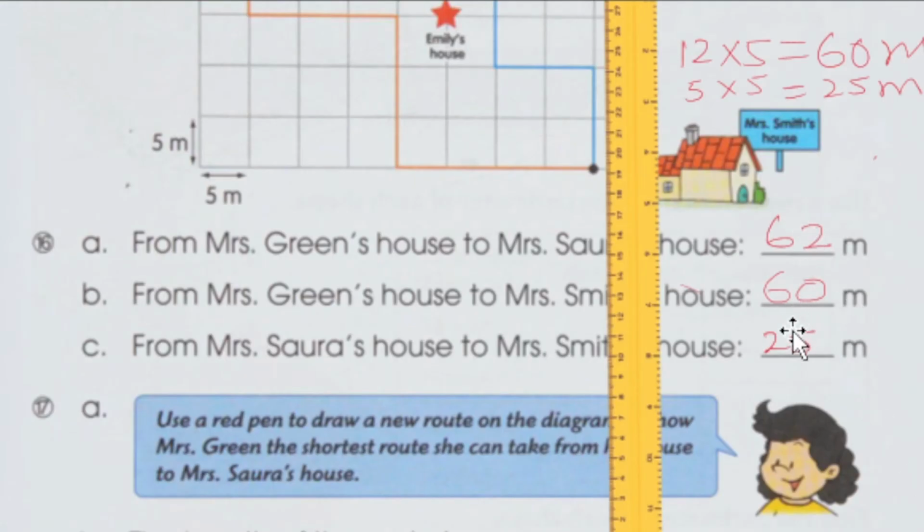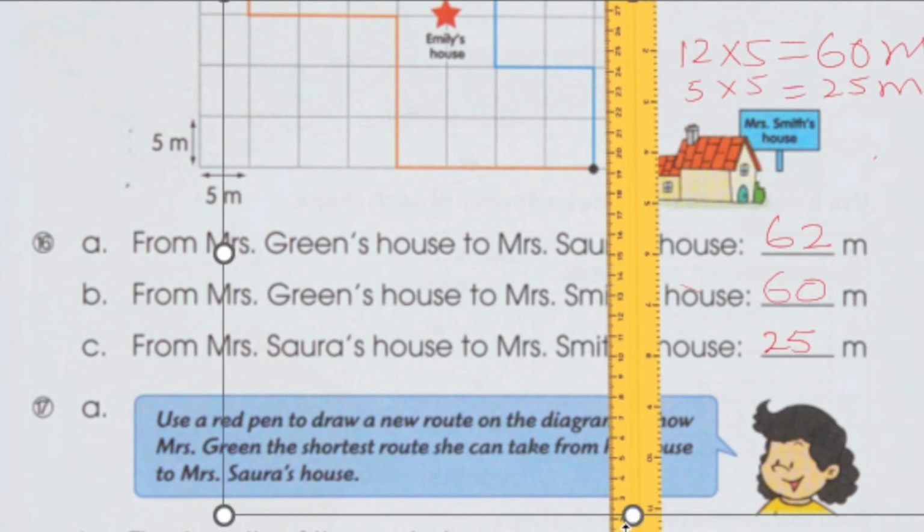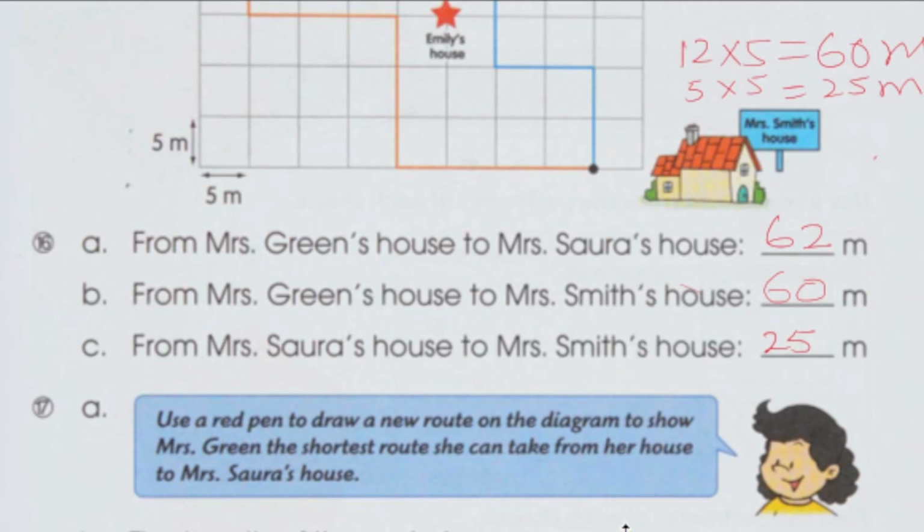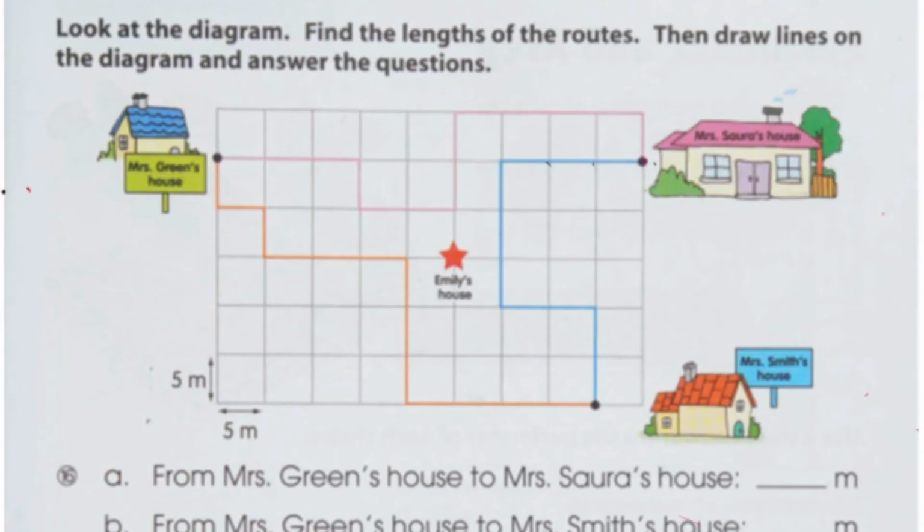So these are the distances. Let me remove the scale now. So from Mrs. Green's house to Mrs. Sora's house, 62 meter. From Mrs. Green's house to Mrs. Smith's house, 60 meter. And from Mrs. Sora's house to Mrs. Smith's house is 25 meter. So these are the distances according to my scale. Now I will go according to the question.